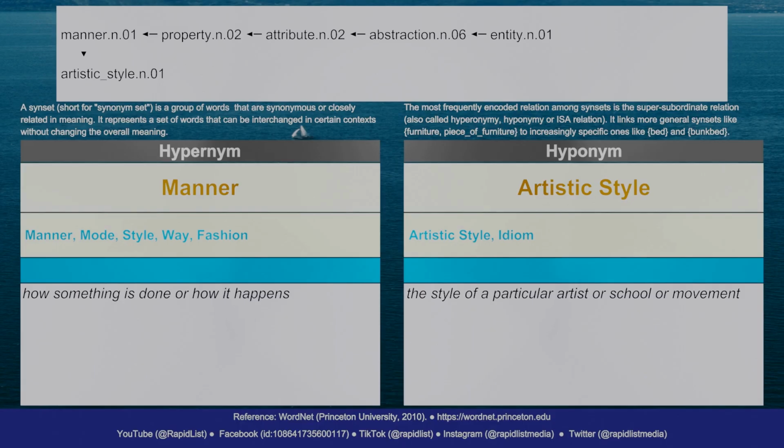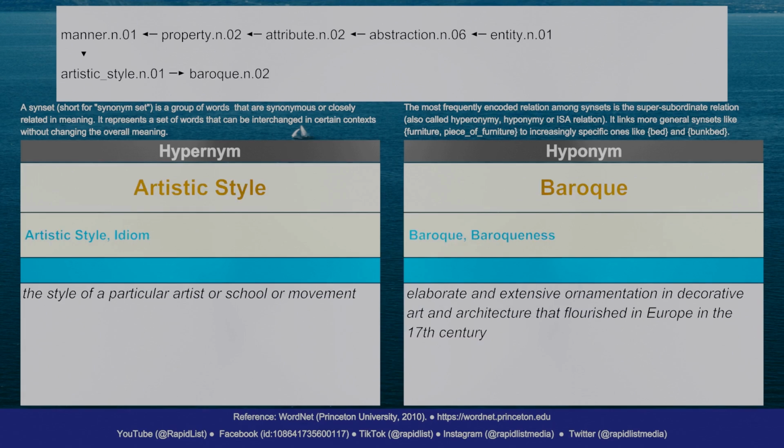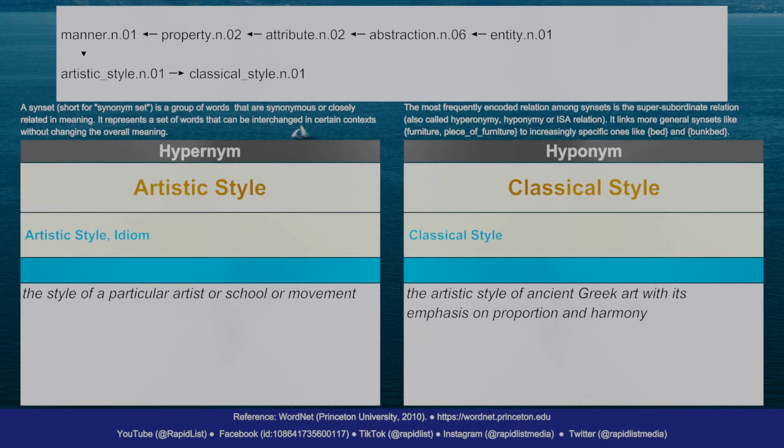An imaginative orchestral idiom. Baroque. Elaborate and extensive ornamentation in decorative art and architecture that flourished in Europe in the 17th century. Classical style. The artistic style of ancient Greek art with its emphasis on proportion and harmony.